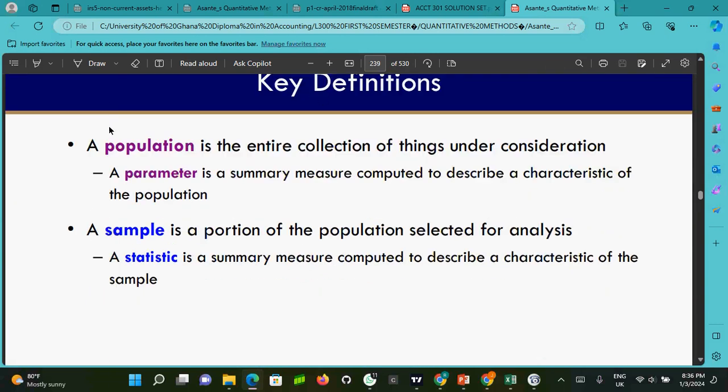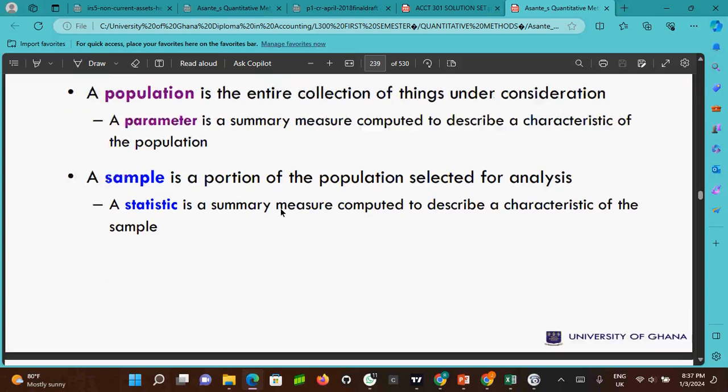So key definitions here again. A population is the entire collection under consideration. So all voters, all UGBS students, all receipts, and those kinds of things. The parameter is a summary measure computed to describe the characteristics of the population. The same here is the sample. A sample is the portion of the population that has been selected. A statistic is a summary measure computed to describe the characteristics of the sample.